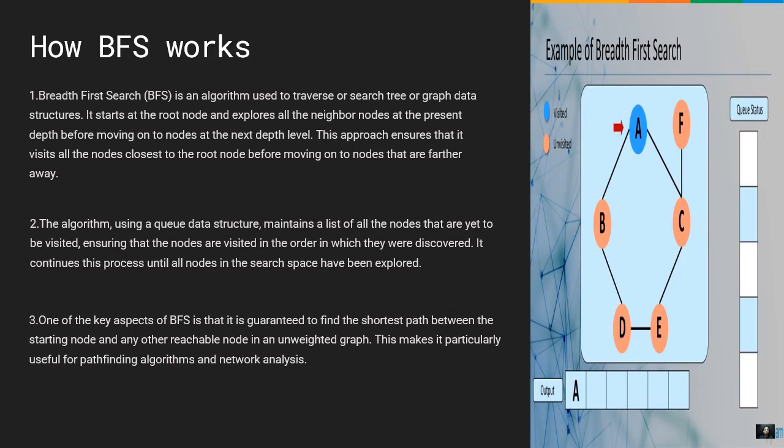And next, let us see how BFS works. Breadth first search is an algorithm used to traverse or search tree or graph structures. It starts at the root node and explores all the neighbor nodes at the present depth before moving on to the nodes at the next depth level. This approach ensures that all the nodes closest to the root node are visited before moving on to the nodes that are further away. The algorithm, using a queue data structure, maintains a list of all the nodes that are yet to be visited, ensuring that the nodes are visited in the order in which they are discovered, and it continues this process until all the nodes in the search space have been explored. One of the key aspects of BFS is that it is guaranteed to find the shortest path between the starting node and any other reachable node in an unweighted graph, and this makes it particularly useful for pathfinding algorithms and network analysis.